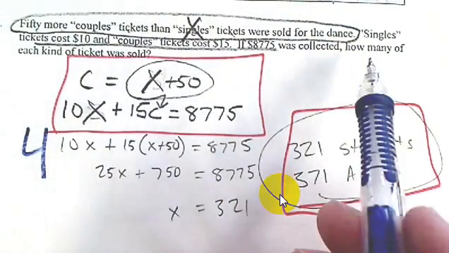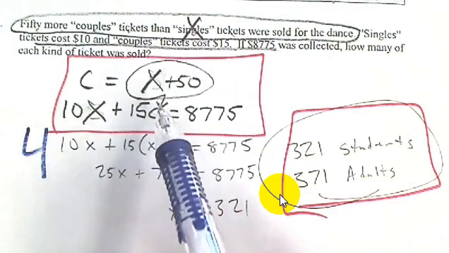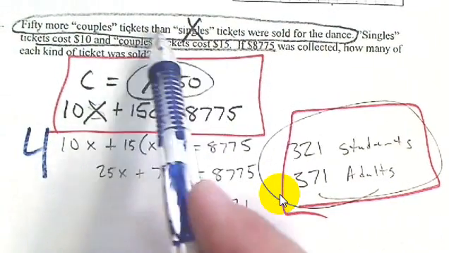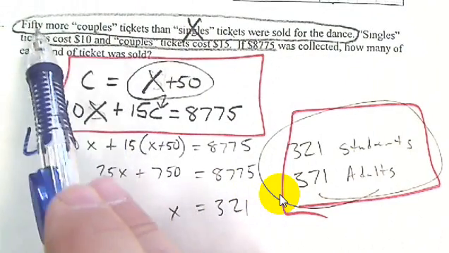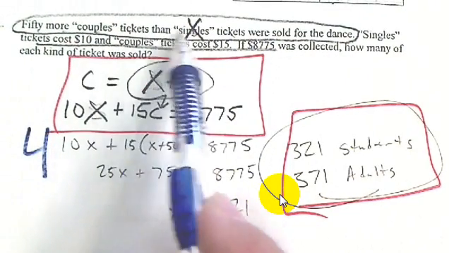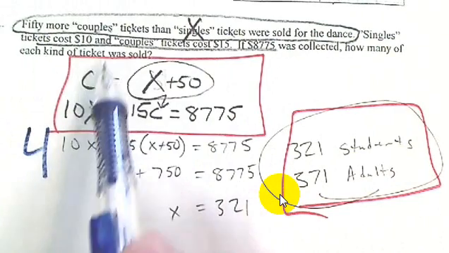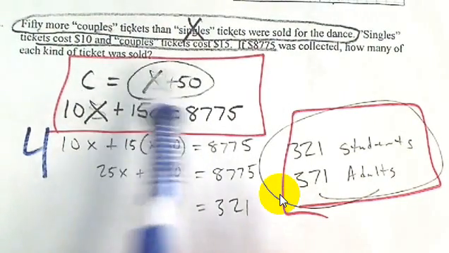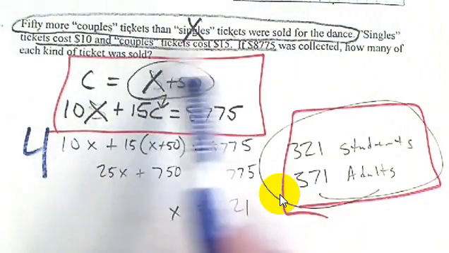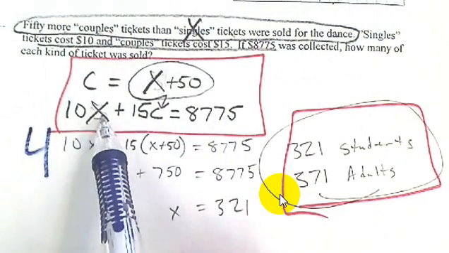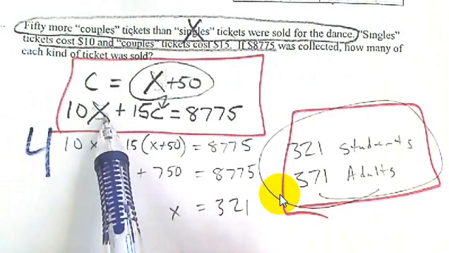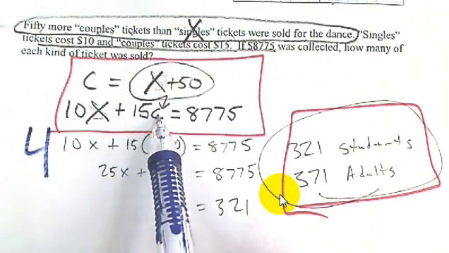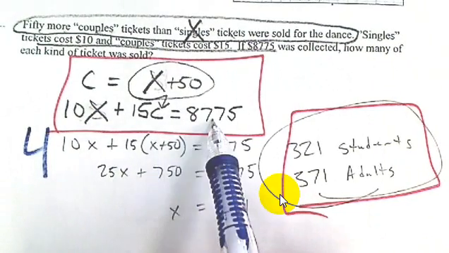You can use a guess and check table on this, but we've been doing equations, so I'm going to do an equation. My single tickets are my x, C is my couples tickets. 50 more couples tickets than single tickets. So the couples are the bigger one, so I had to add 50 to my singles to make them the same amount. Then the other equation, singles cost $10, so that's 10x, 10 for every singles ticket, plus 15 for every couples ticket, and money plus money always equals money.